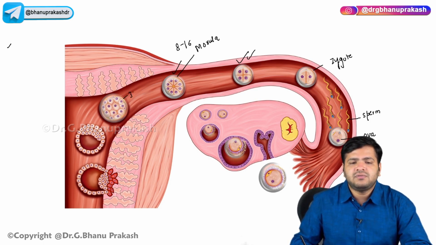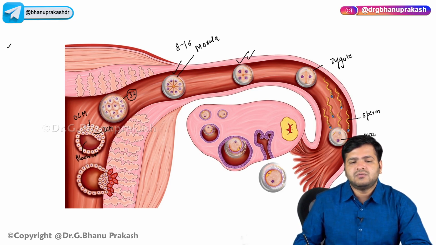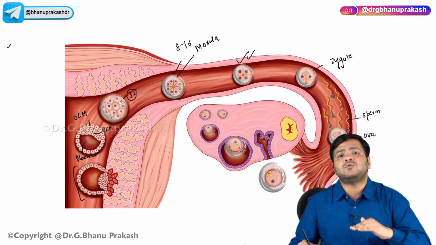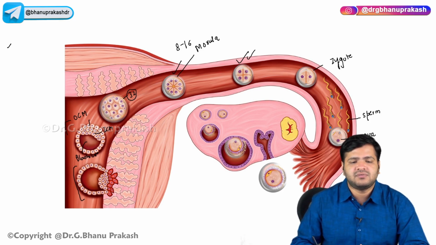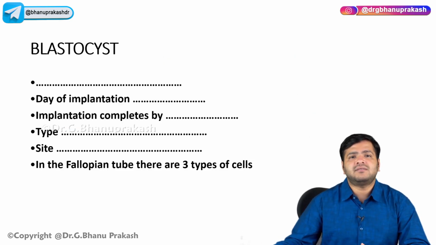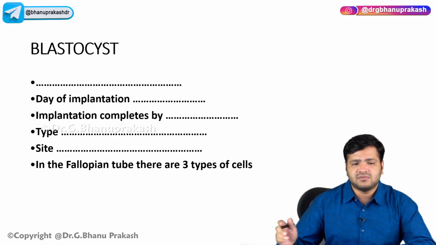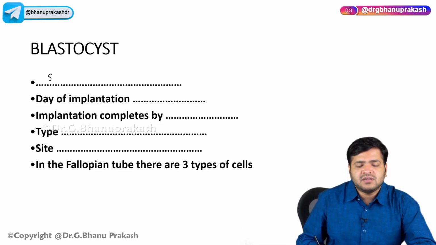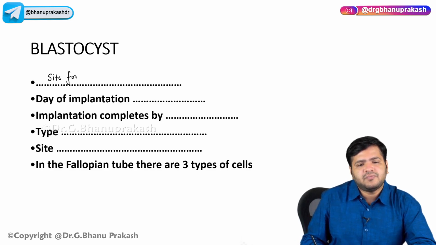Then we have the 32 cell stage, called the advanced morula, which will enter into the uterine cavity. We have the outer cell mass and the inner cell mass, the zona pellucida hatching will take place, and we have the blastocele. This whole structure is called the blastocyst, and it will invade into the uterine endometrium. The blastocyst is the one with a cavity. Now let us learn some important points regarding the blastocyst. Remember, the blastocyst is the site for implantation.